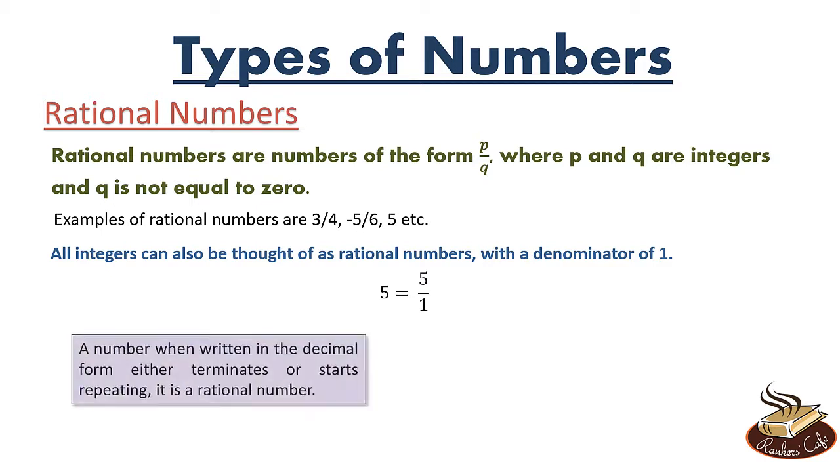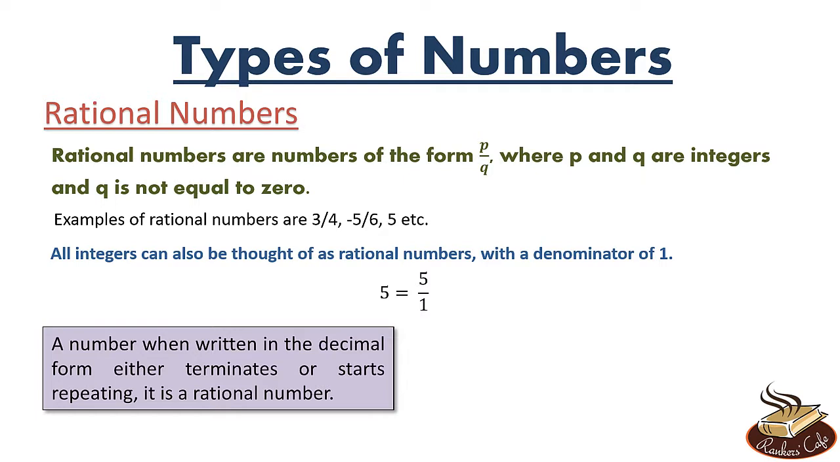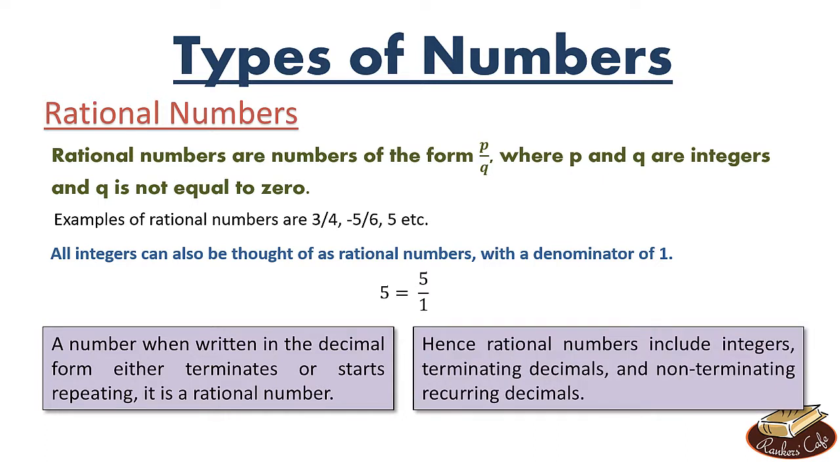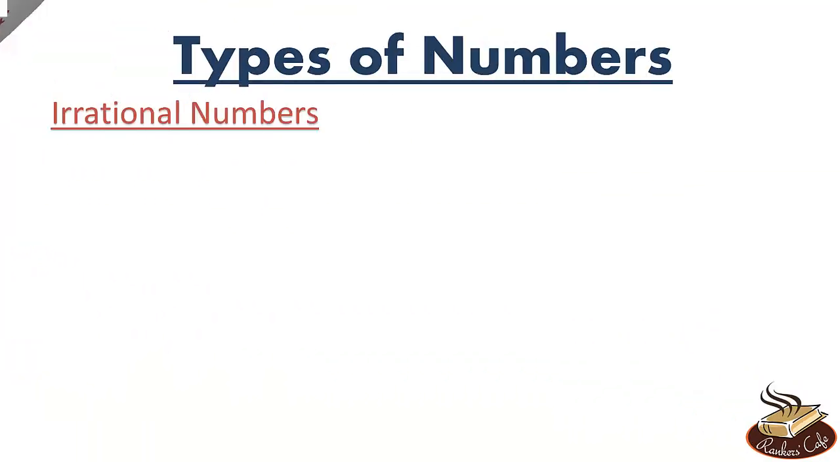It can be proved that if a number when written in decimal form either terminates or starts repeating, it can be written as a rational number in the form of p/q. Hence, rational numbers include integers, terminating decimals, and non-terminating recurring decimals. Let's now move on to irrational numbers.